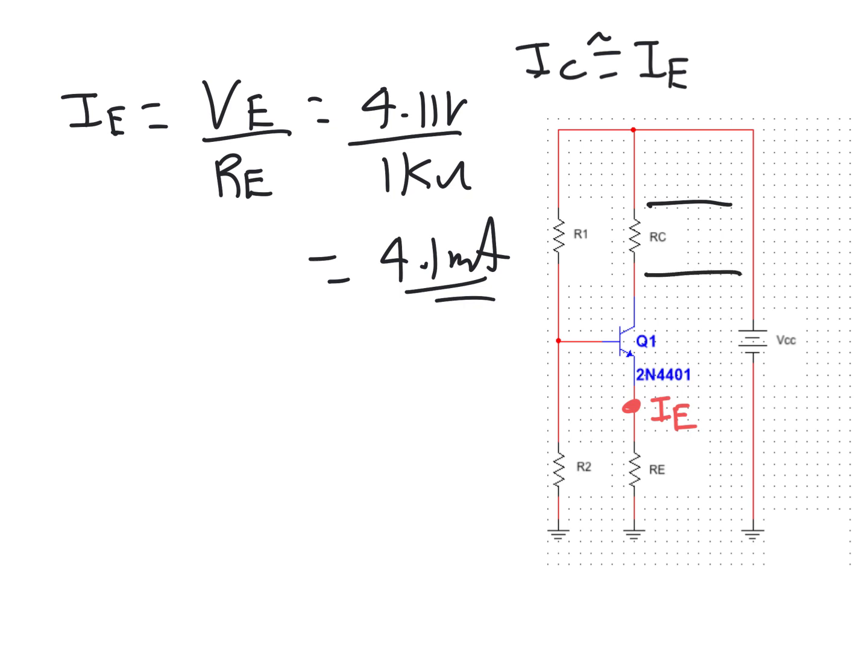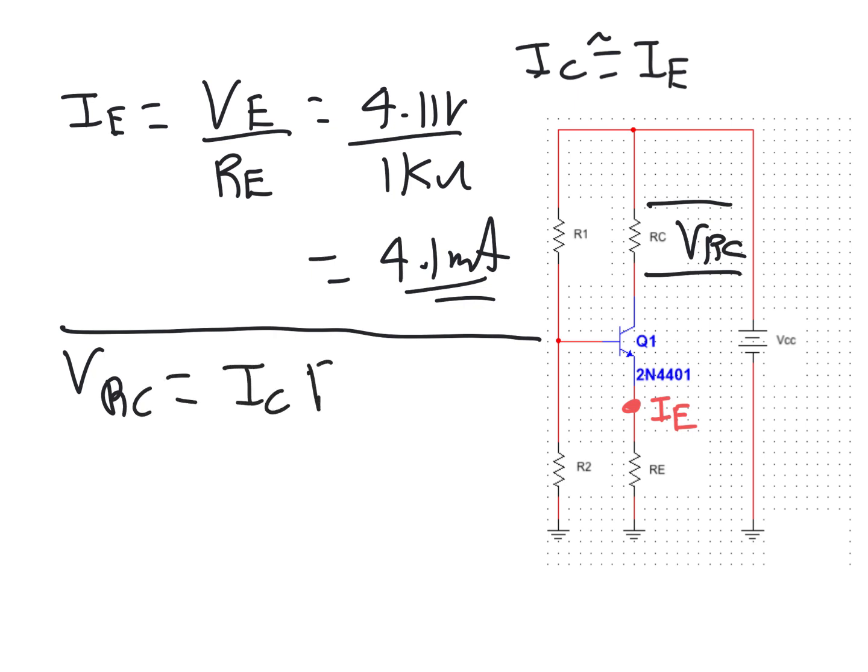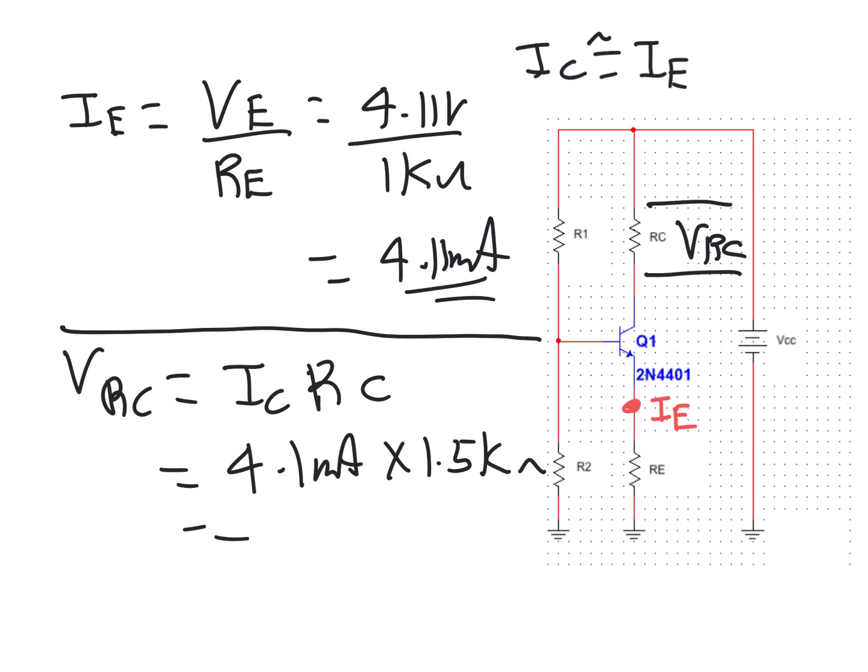And now I want to solve for the collector resistor voltage, VRC, equals IC times RC, which is actually 6.17 volts.